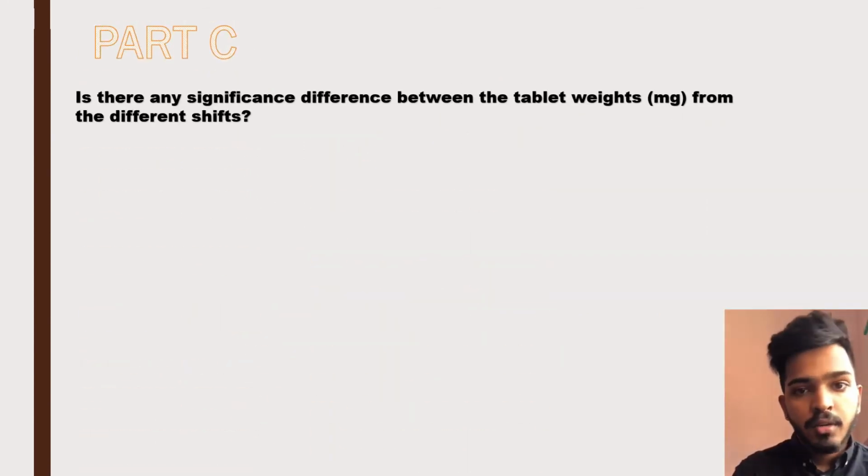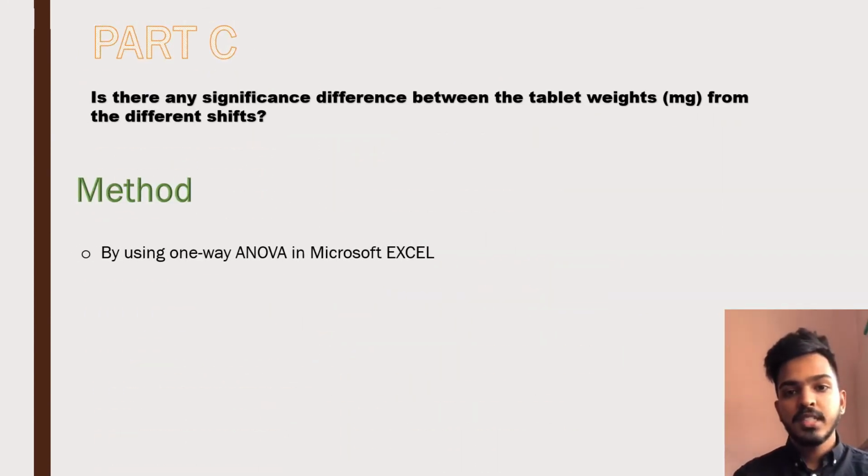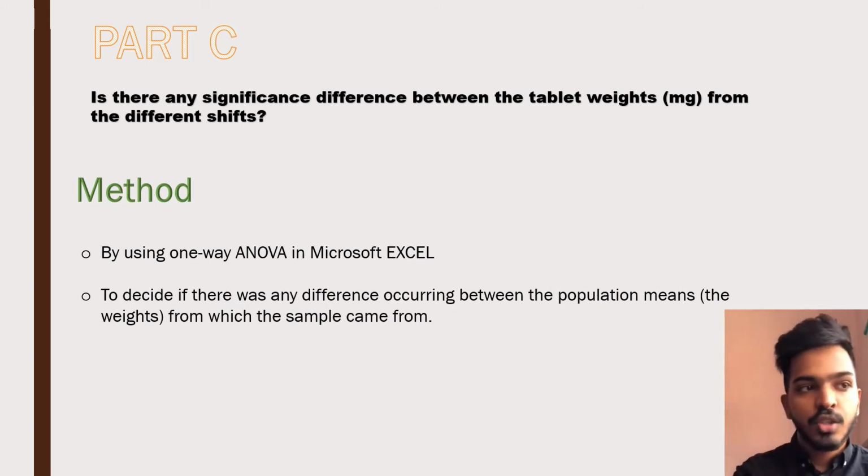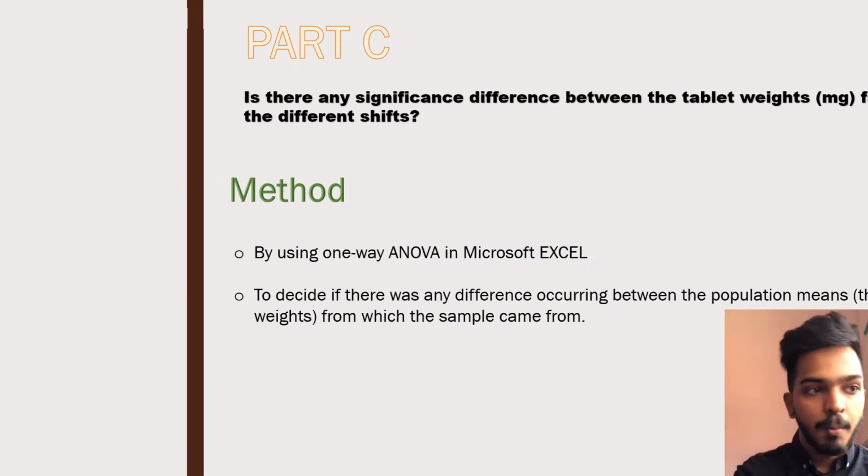Good day everyone, I would like to continue with my part, which is question C, which asks: is there any significant difference between the tablet weights from different shifts? So we proceed with the method, which is one-way ANOVA in Microsoft Excel. The purpose of doing this is to decide if there is any difference between the populations of the weights which the samples came from.